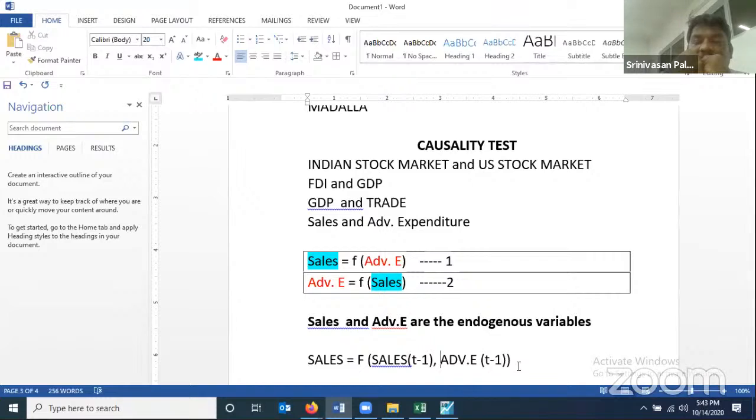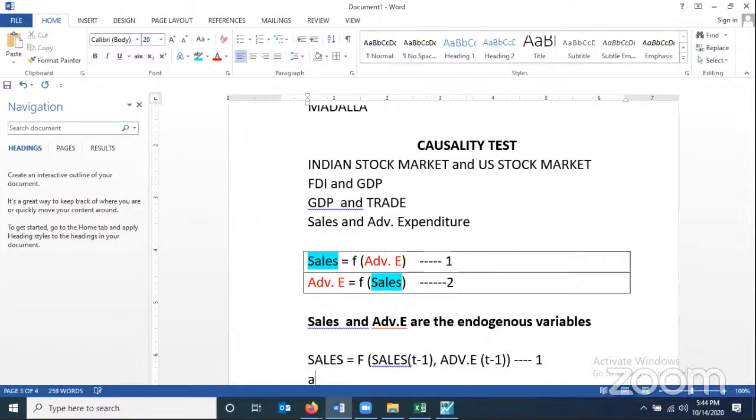I'm not talking about the structural equation model, the simultaneous equation model. Here in this particular time series setup, you have to estimate simultaneously because both the variables are endogenous. Now let me come to the point. What is the other equation? This is the first equation. What is the other equation?